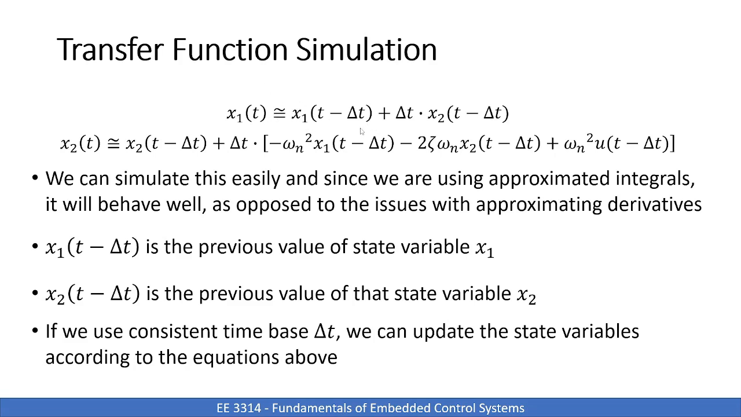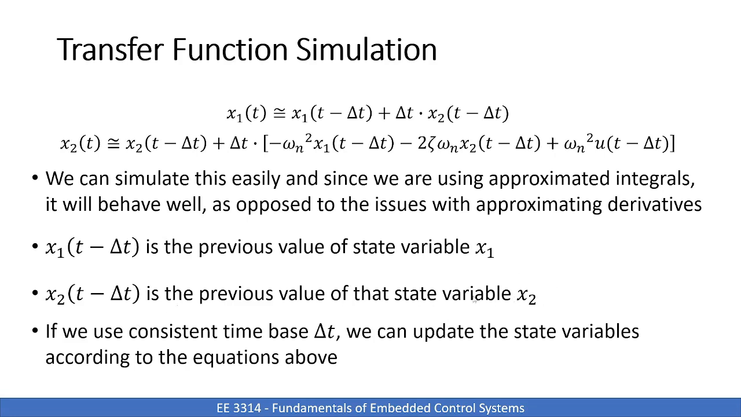Here we have previous values of x1, so we're dealing in terms of delta t, which is a consistent time base in our microcontroller. So we know what delta t is. So each state variable is a function of previous values plus some consistent delta t times some other previous values of other states. So we can simulate this easily, and it will be well behaved, as opposed to trying to approximate derivatives. So x1 of t minus delta t is the previous value of state variable x1, and x2 of t minus delta t is the previous value of state variable x2.